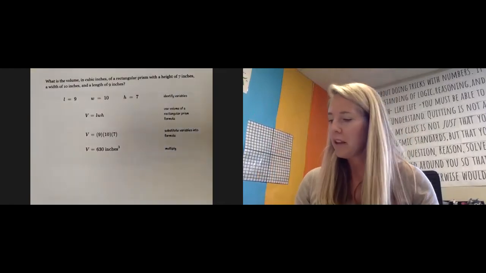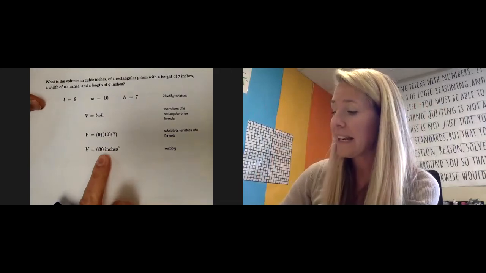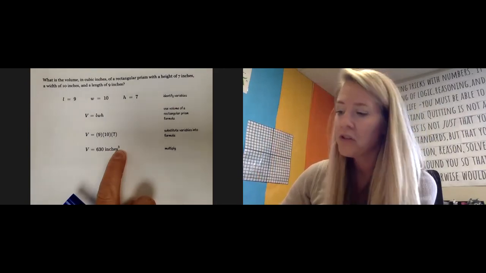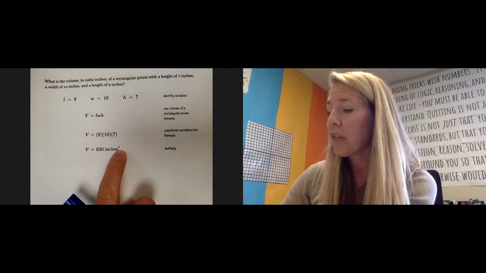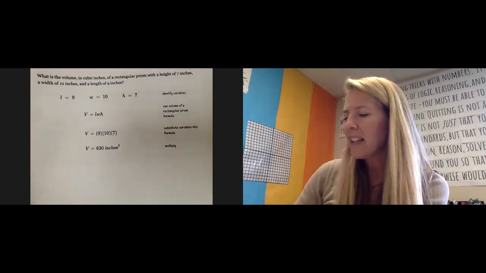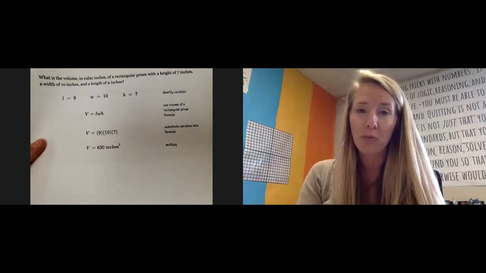When you plug that in a calculator, you get 630. And it's not square inches anymore. We went from being flat to 3D when we stretched it out or stacked it. When you have a 3D label, it's going to have a little 3 in the corner just to help you know what to do. That's not any math that you need to do. That's just part of the label so that you know you're talking about a 3D shape.